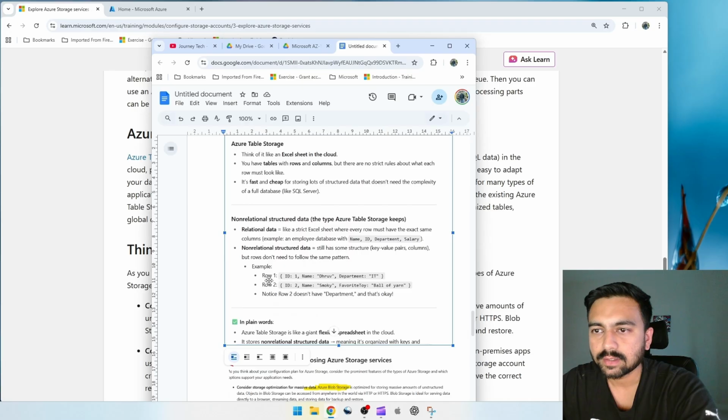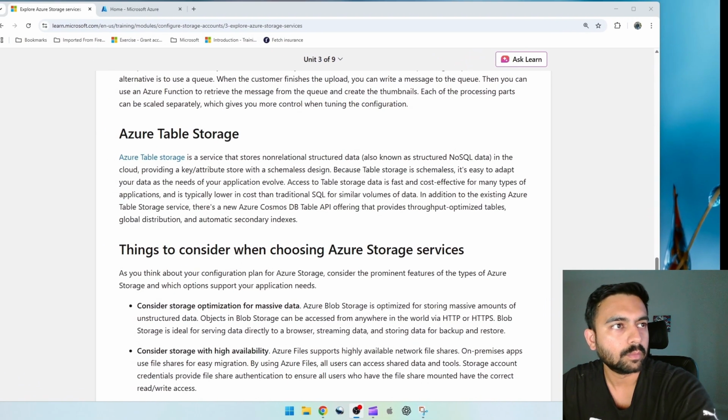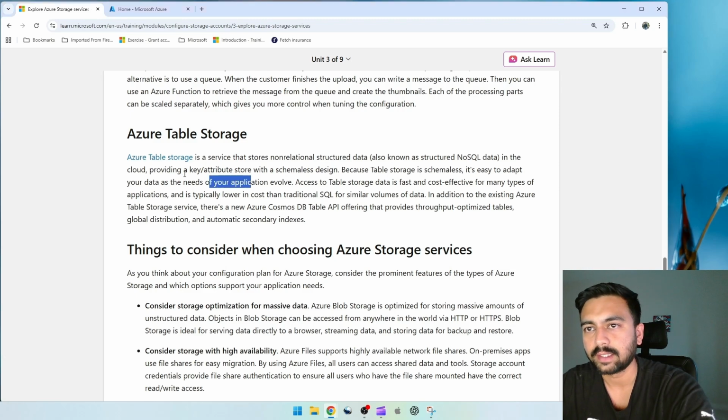So it basically means you can have row one with ID, name, department. Row two can be ID, name, favorite toy. It doesn't have to be department. It doesn't have to follow a set of rules. There you go. So in plain words, Azure Table Storage is like a giant flexible spreadsheet in the cloud, and it stores non-relational data. So it uses a key attribute store.